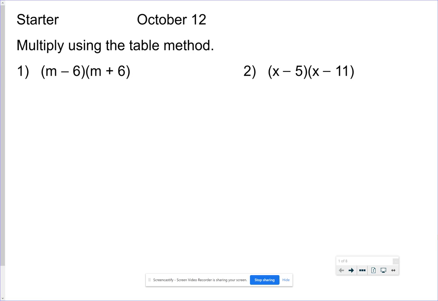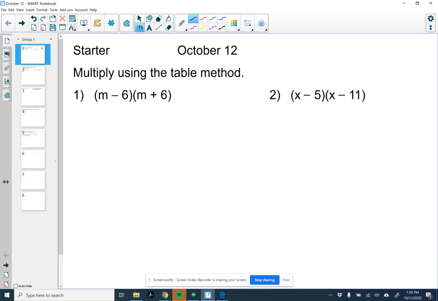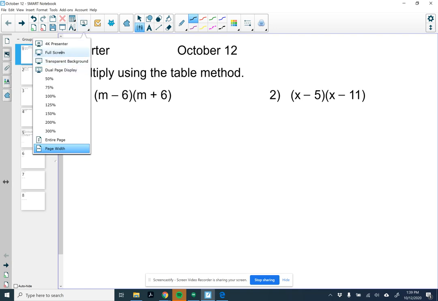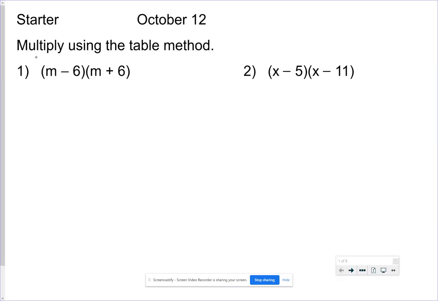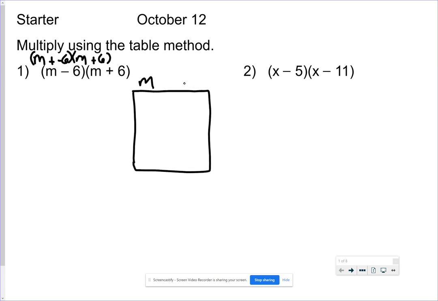And it asks us to multiply using a multiplication table. So the first thing we need to remember is when we have a multiplication and we want to use the table, we're going to look at that subtracting 6 as being m plus negative 6. And then we're going to build our table. I'm just going to do it over here. We've got our m and our negative 6, our m and our plus 6.